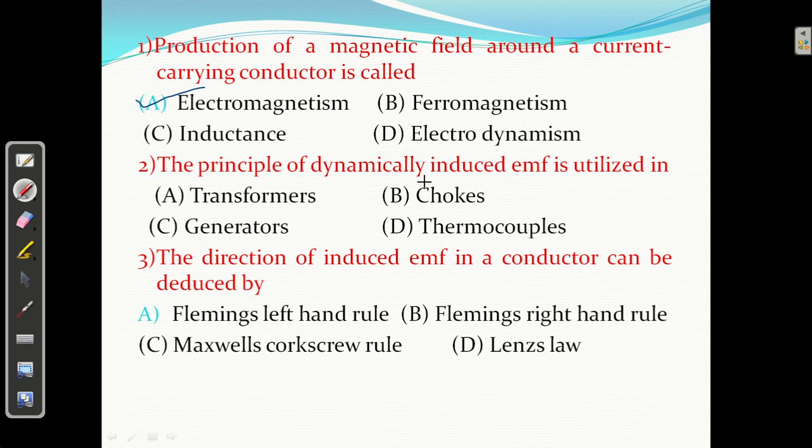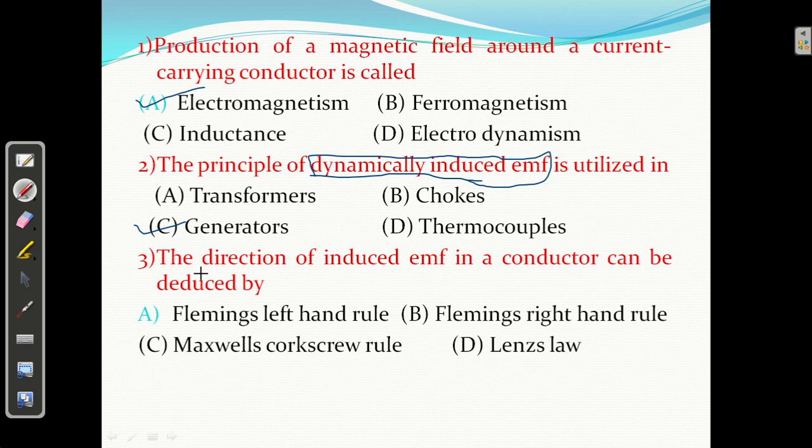Question number 2. The principle of dynamically induced EMF is utilized in... Dynamically induced EMF means the coil is moving, the coil is rotating in a magnetic field. So it is used in the generator. The coil is moving here in the generator.